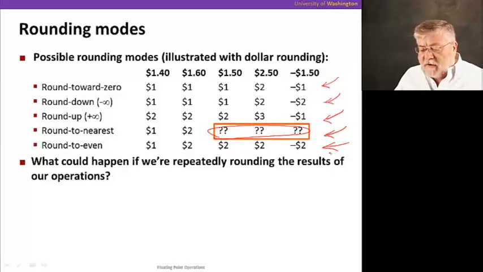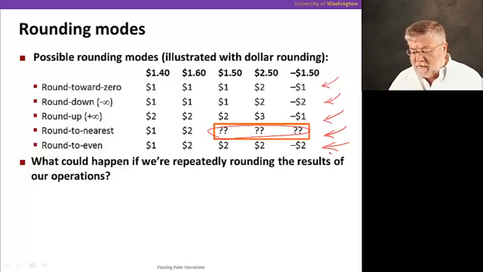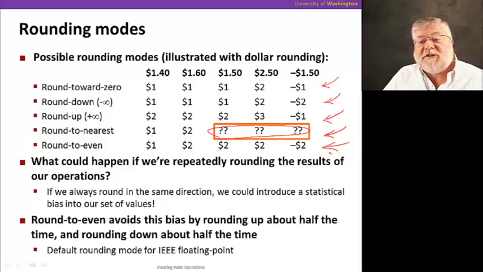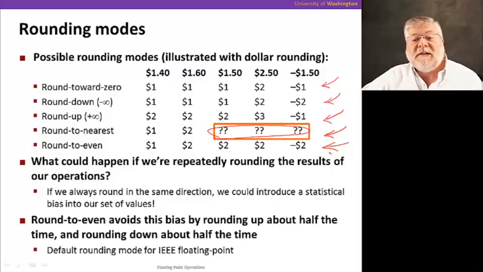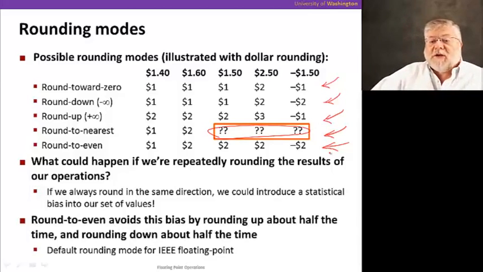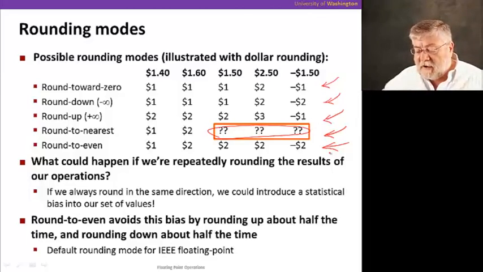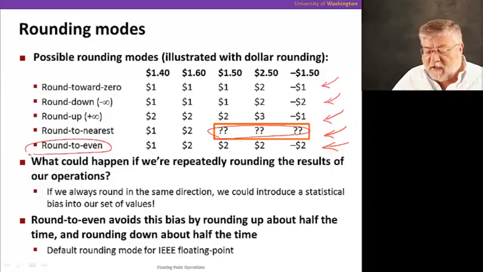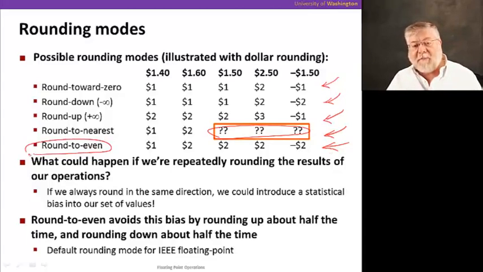Okay, so if we repeatedly round results of our operations, these errors are going to start to accumulate. And if we always round in the same direction, we could introduce a statistical bias into our set of values. So to avoid this, the IEEE floating point standard uses a rounding mechanism of round to nearest, ties to even. And that's to get about half of them rounding up half the time and half of the time rounding down to avoid that bias if we repeatedly round the numbers.